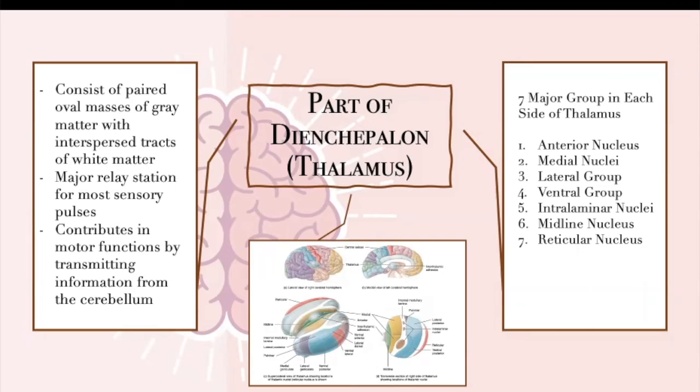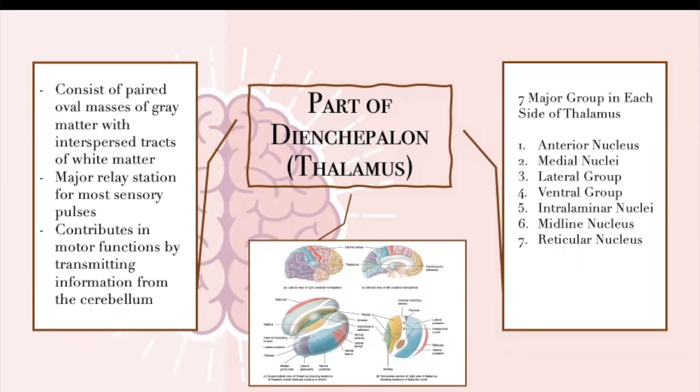So there are seven major groups in each side of the thalamus. The first one is the anterior nucleus that receives input from the hypothalamus and sends output to the limbic system. The second one is the medial nuclei that receive input from the limbic system and basal nuclei. The third is the lateral group that receives input from the limbic system, superior colliculi, and also the cerebral cortex.